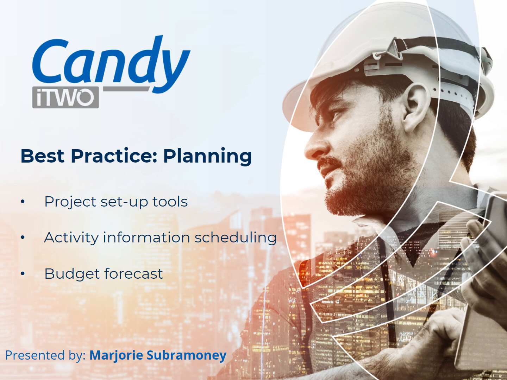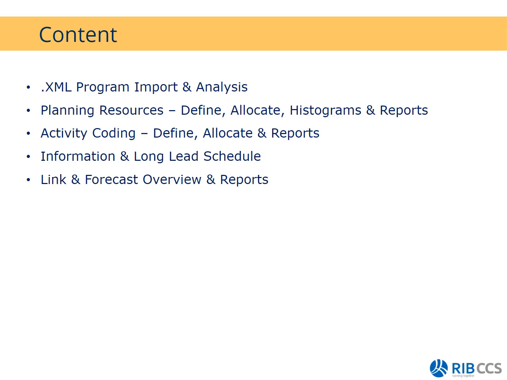So today we will be looking at how certain functions are performed within Candy, but most importantly, why these functions are necessary. So let's have a look at our agenda today. We will start off with the .xml program import. This is where we conduct an import from an external source. After the import, we will run a few analyses. Then we're going to look at planning resources, how to define resources, allocate, draw up histograms, and run a few resourcing reports. Then we have activity coding.